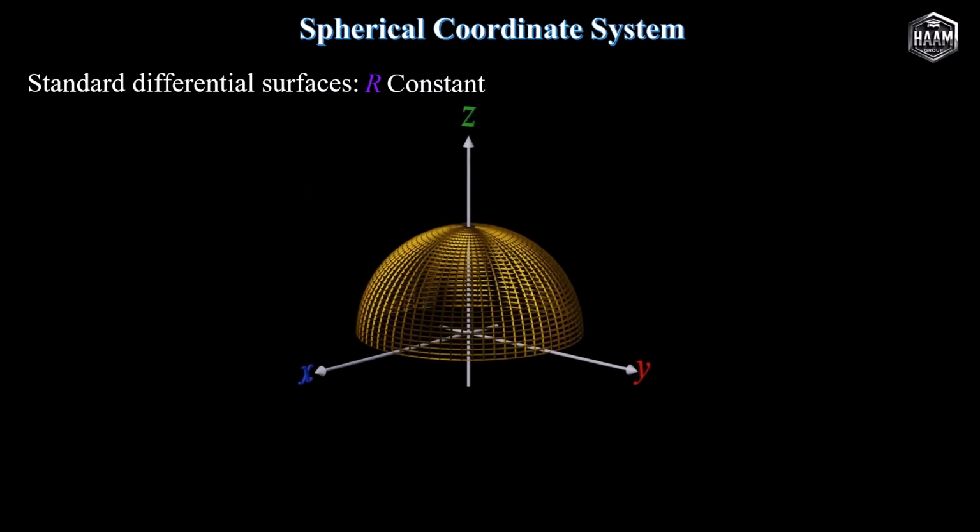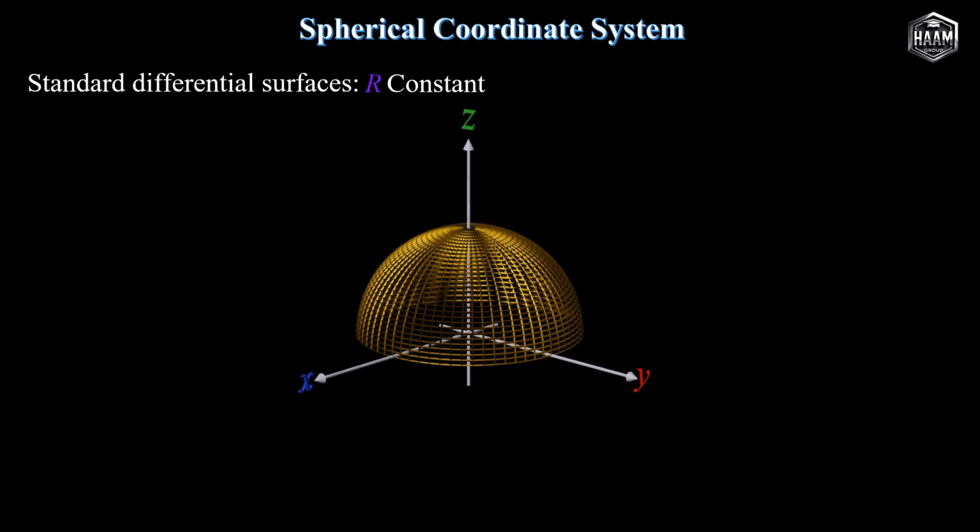And as is clear from the figure, here theta ranged from 0 to half pi or 90 degrees, while phi ranged from 0 to 2 times pi. This gives the upper hemisphere. Its ds is the same as before.